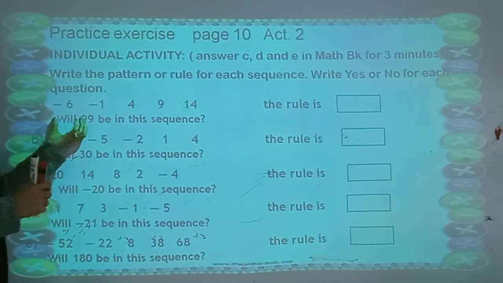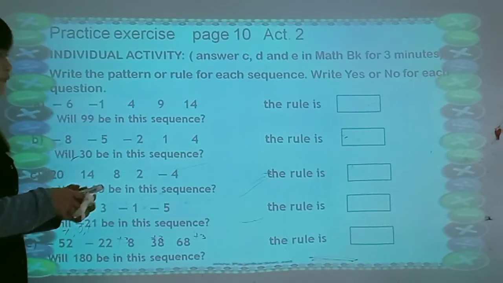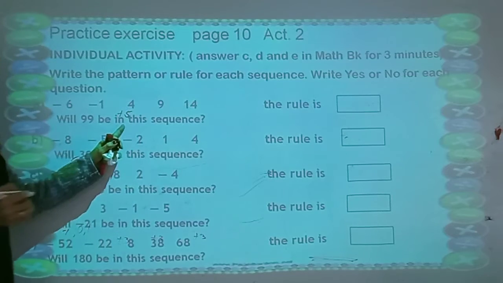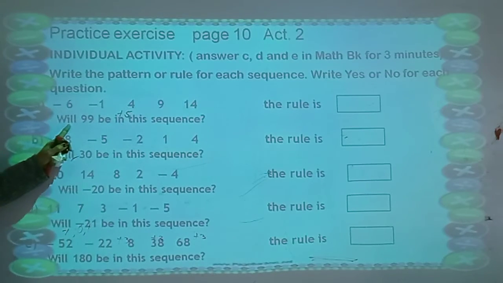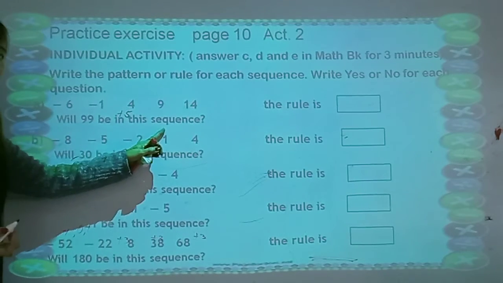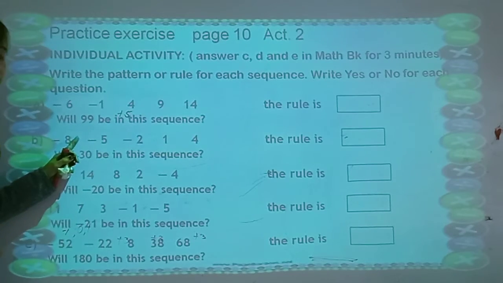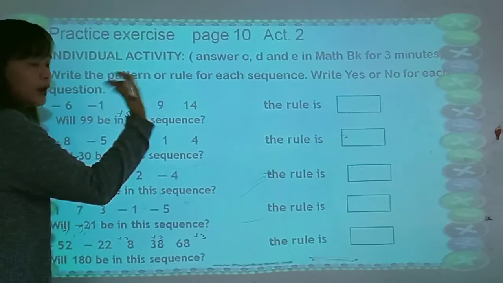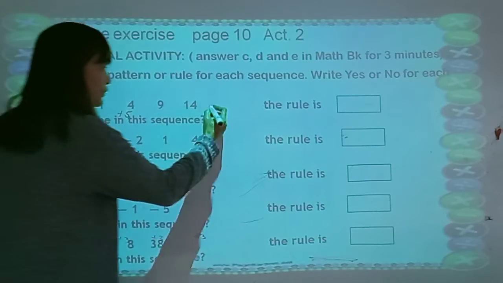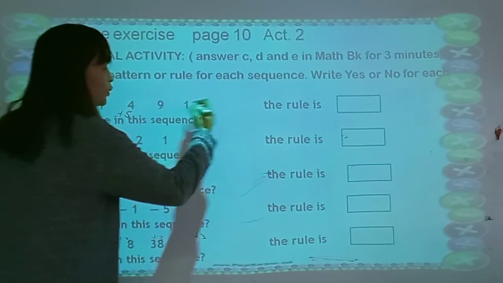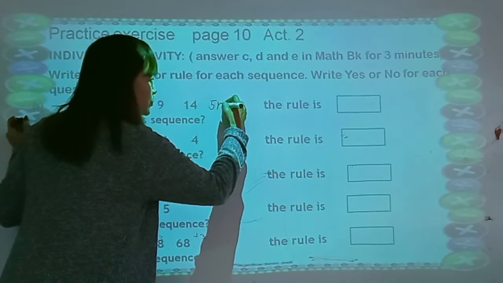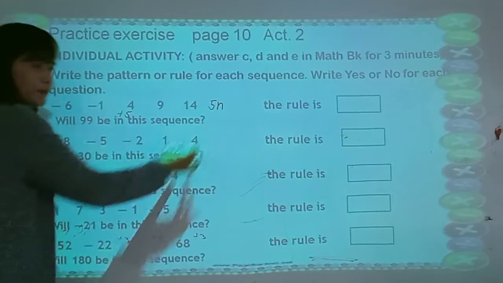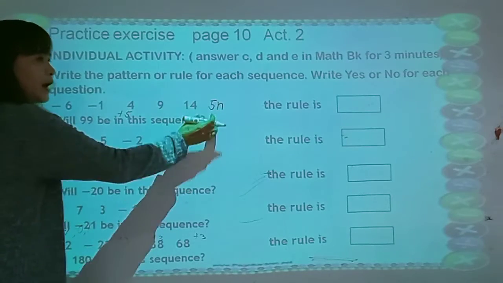Very good class. So we are going to add plus 5. Okay? The rule is adding plus 5. This is the rule. By adding plus 5, the question is, will 99 be in this sequence? Okay, let us see if 99 is in the sequence. Since we are going to use the rule of adding plus 5, this is the formula that we are going to use. So 5, we are going to represent with the variable n for the n term. The n term is 5n.